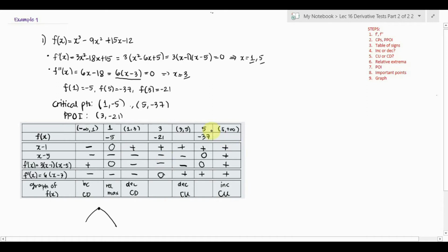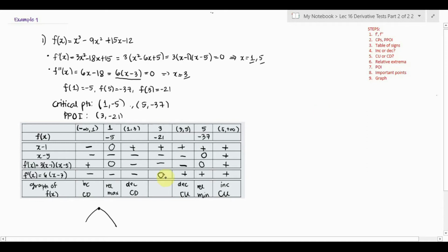For x equals 5 naman, we have f prime is 0 and f double prime is positive. Hence, by the second derivative test, you have a relative minimum. Okay? Lastly, we check the possible points of inflection if they are the points of inflection.